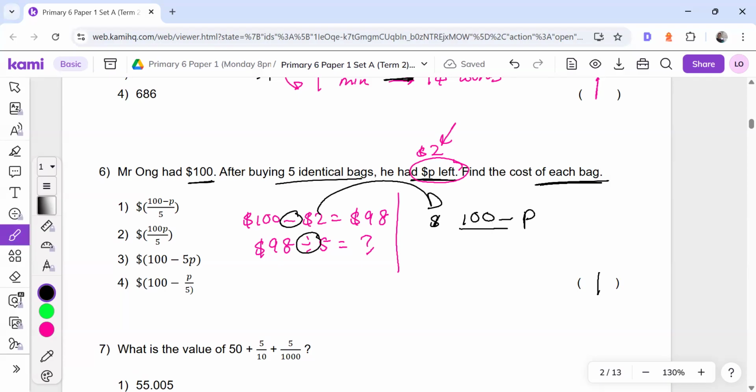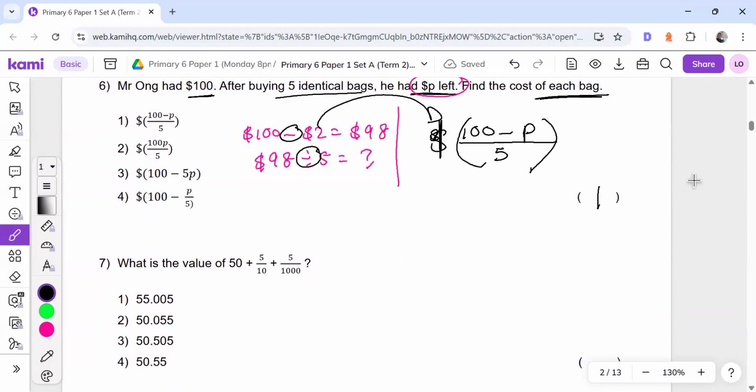So how do you show dividing? Fraction. So divide by 5. And then that's your answer. That is how much is 1 bag. So what's the lesson here? You copy the steps into your algebra. Okay, you understand? So this is a method to do algebra problems if you don't know how to do. Okay, let's go to number 7.